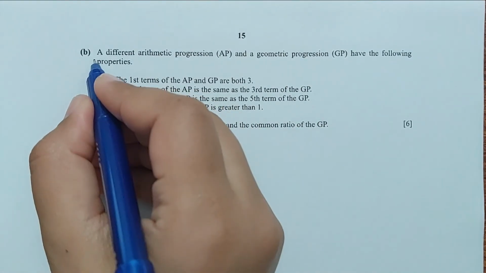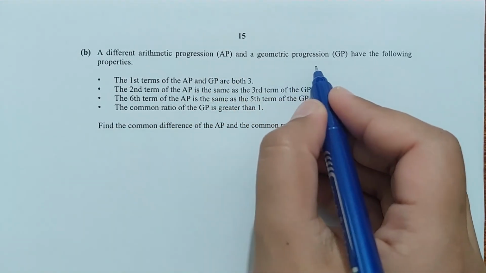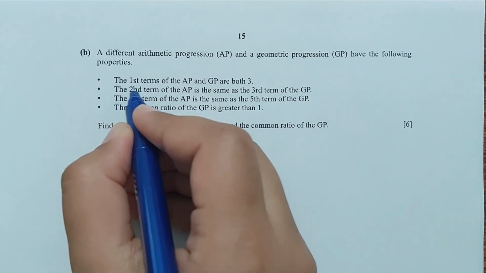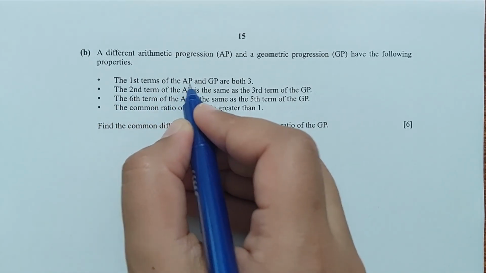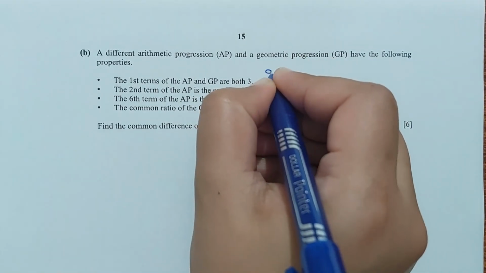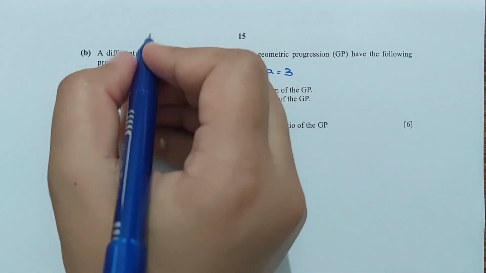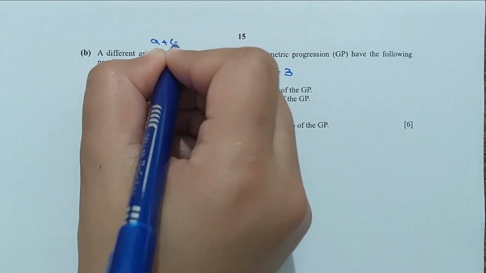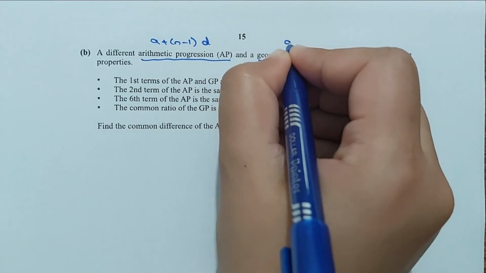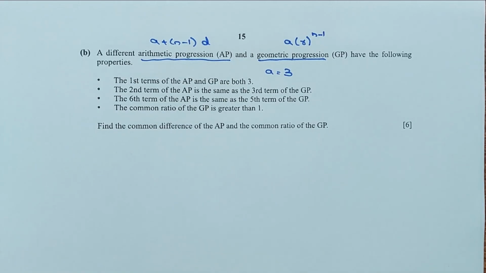Now for part B, an arithmetic progression AP and a geometric progression GP have the following properties. The first terms of the arithmetic progression and geometric progression are both 3, right? The first term is a. a equals 3 for both arithmetic and geometric. So for arithmetic progression, we have a plus (n minus 1) into d, and for geometric progression we have a into r power n minus 1, right? So we got a equals 3.